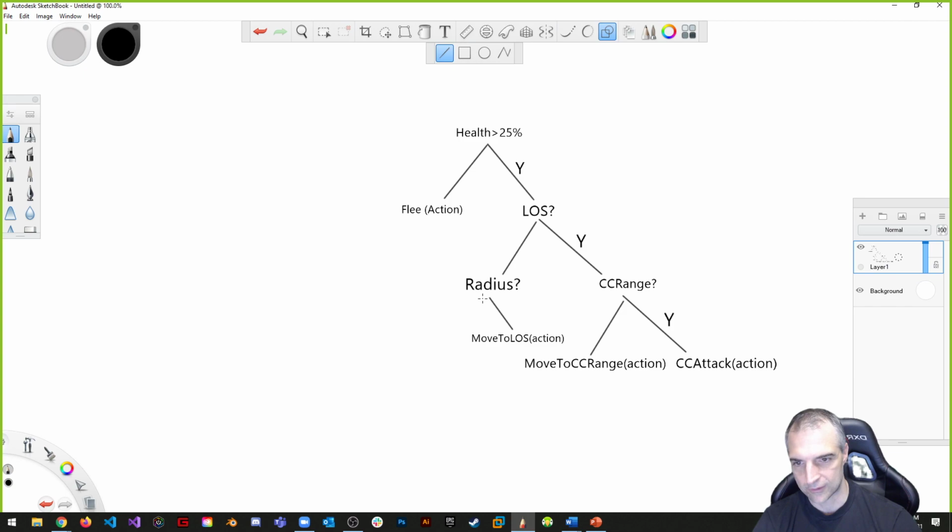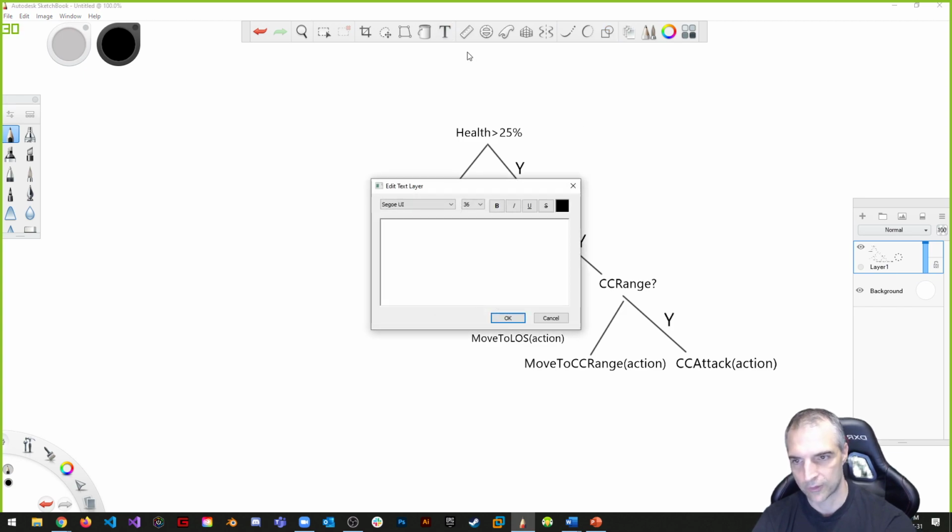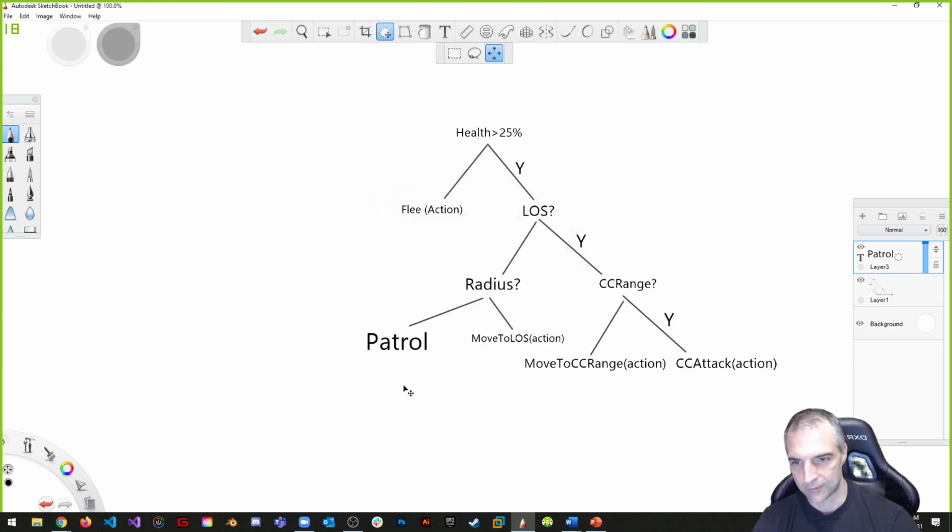Okay, so what if I don't have line of sight and I don't have radius? Well, then keep patrolling. So that would be the thing. That's another way I could draw this. This is kind of a way I could see myself. This is also my entry action. But you can see all the actions are at the bottom of the tree, right? Action, action, action, action, right? And let's test this to make sure it's right.